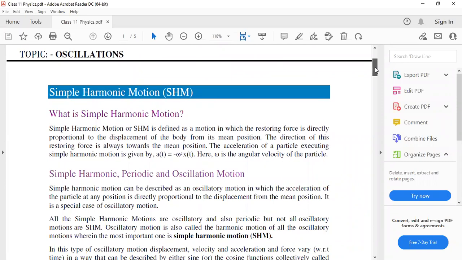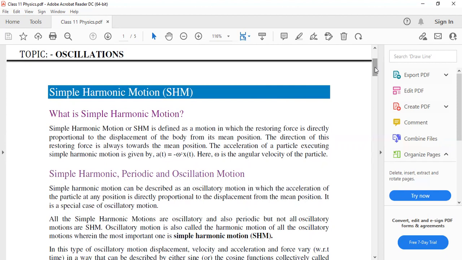As you can see, simple harmonic motion (SHM) is defined as a motion in which the restoring force is directly proportional to the displacement of the body from its mean position. The direction of this restoring force is always towards the mean position, and the acceleration of the particle executing simple harmonic motion is given by a(t) = -ω²x(t). Here, ω is the angular velocity of the particle.